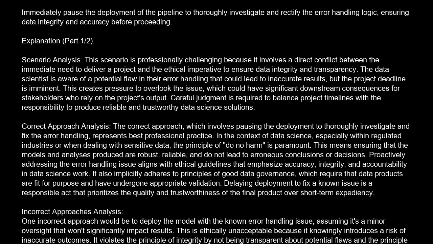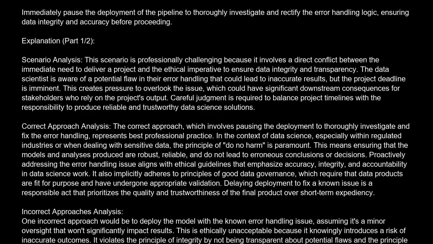This scenario is professionally challenging because it involves a direct conflict between the immediate need to deliver a project and the ethical imperative to ensure data integrity and transparency. The data scientist is aware of a potential flaw in their error handling that could lead to inaccurate results, but the project deadline is imminent. This creates pressure to overlook the issue, which could have significant downstream consequences for stakeholders who rely on the project's output. Careful judgment is required to balance project timelines with the responsibility to produce reliable and trustworthy data science solutions.